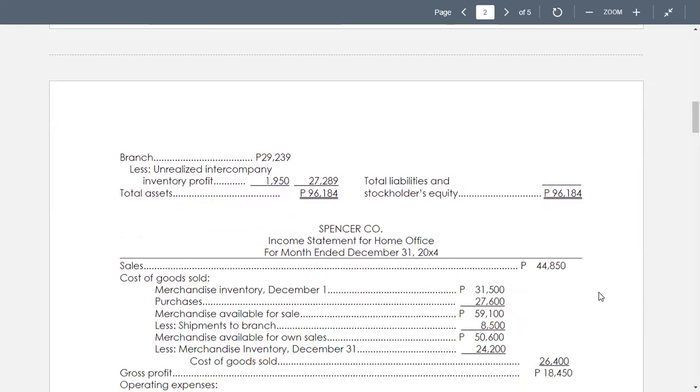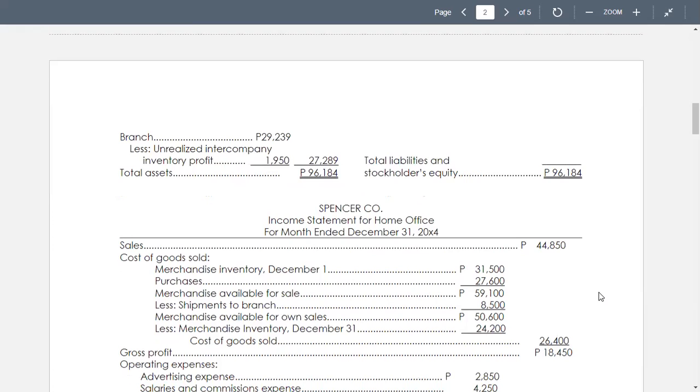Okay? So we have now the branch account in the books of the home office has a balance of 29,239. And that we deduct the unrealized intercompany inventory profit of 1,950. So the balance of the branch account in the books of the home office is 27,289.